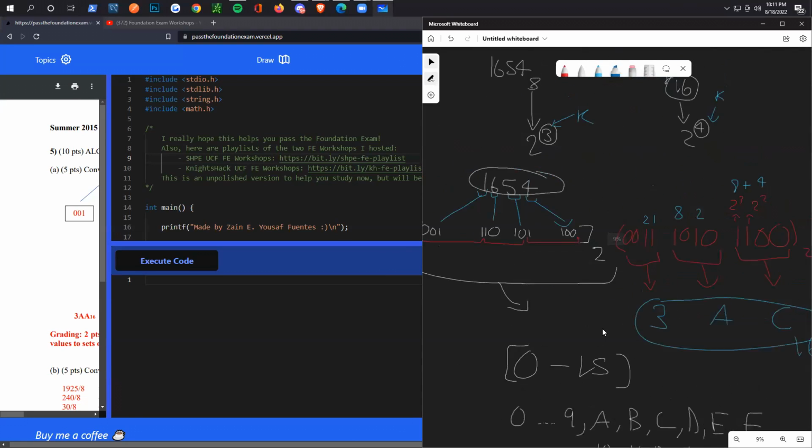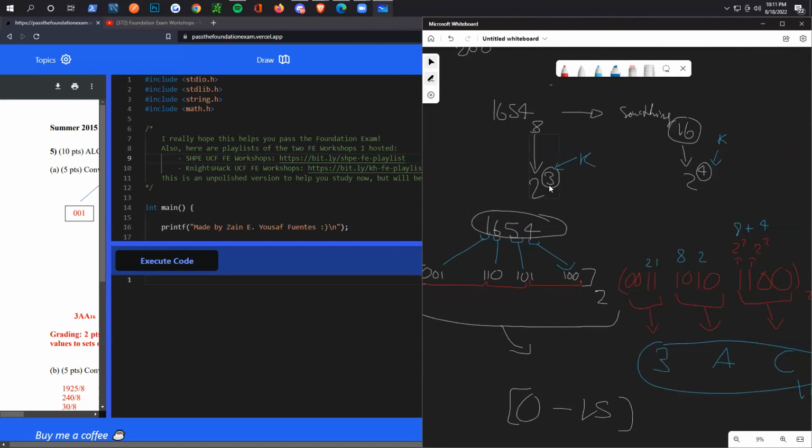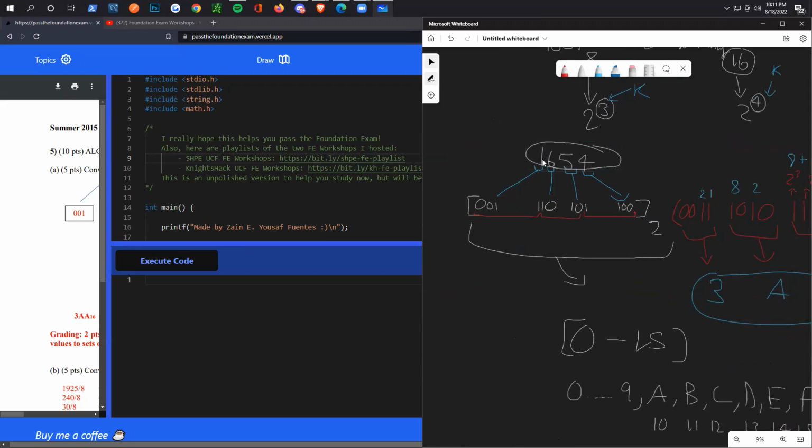Again, to highlight the whole process, we took note of what k it is in terms of power of 2. We put them into groups of k size, so groups of 3 into binary.